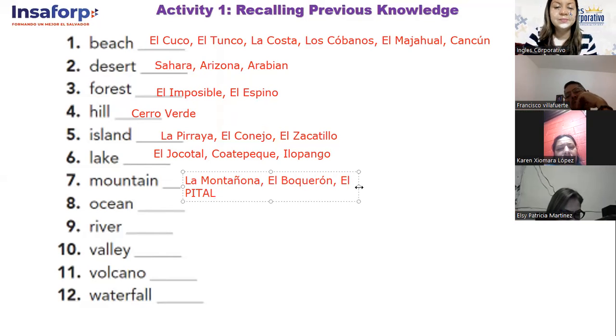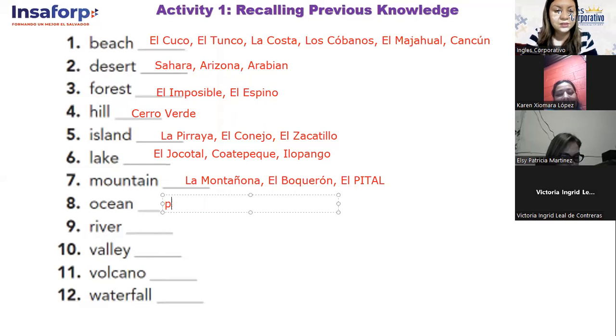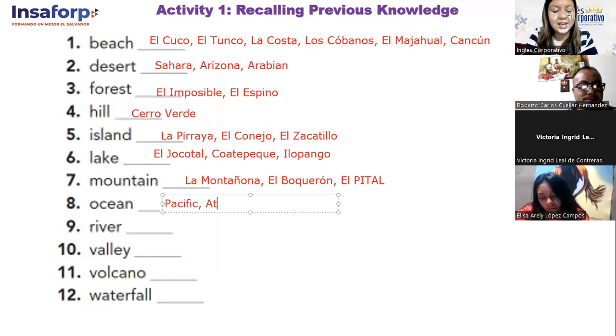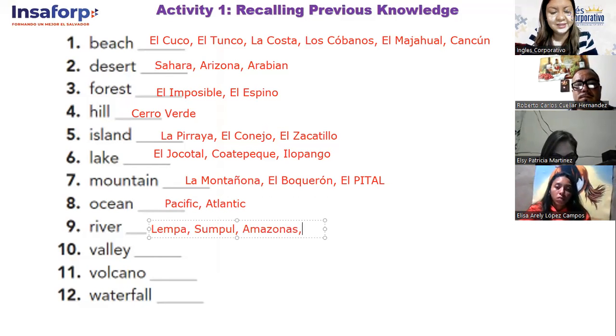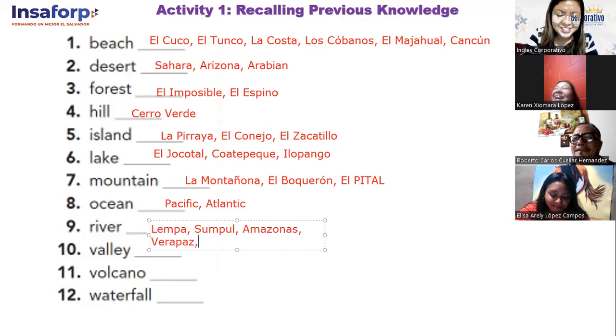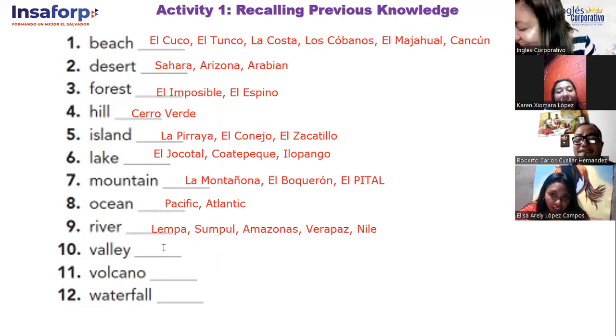What about ocean? Pacific. Atlantic. Pacific and Atlantic. Okay, rivers. Río Lempa. El Sumpul. Other countries' rivers. Paz. Amazonas, right? The Nile River. Here there is a river called Miramico. It has a Nahuatl name, and here people say it in Spanish.